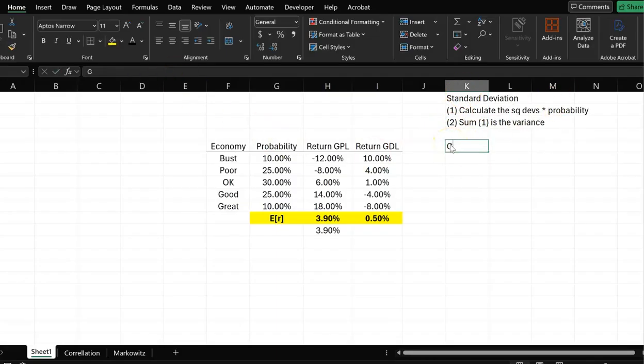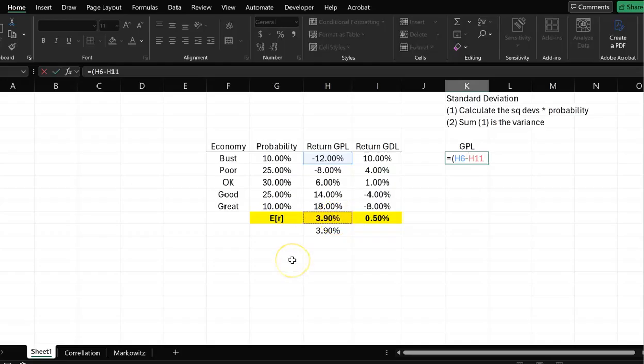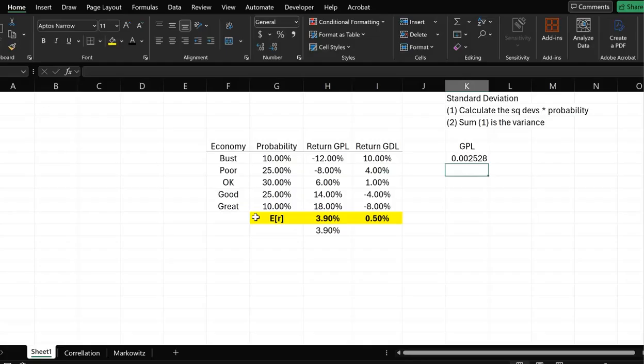So let's start with GPL. I'm going to first calculate the squared deviations from the expected return times the probability. So for each return, I'm going to subtract the expected return. I'm going to square that result, and then I'm going to multiply times the probability that it can occur. I'll do the same thing again. I'll take the next return, 8%, subtract the expected return, square that result, and multiply times the probability that it can occur.